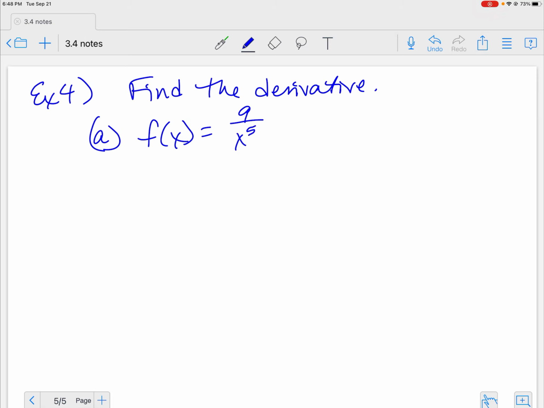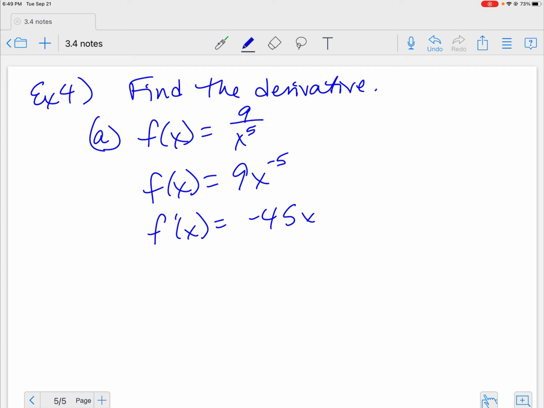Now, I don't want to do the quotient rule for this. I don't need to do the quotient rule for this. What can you do? Yes! Take this x to the 5th and bring it up top. Remember, anytime you move an exponent to the other side of the fraction bar, it changes the sign. So this is now 9x to the negative 5. Power that. Bring that in front, so it's negative 45x to the negative 6. Whammo jabammo. Nailed it.